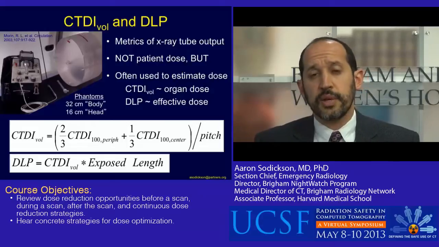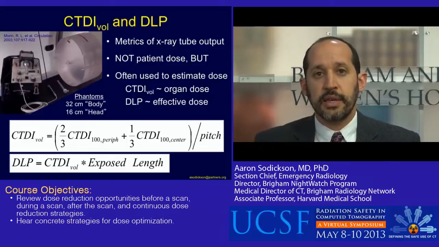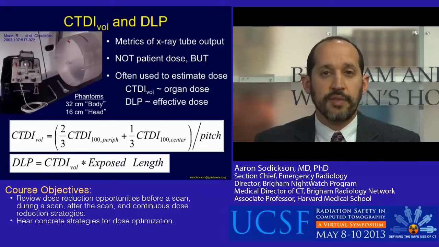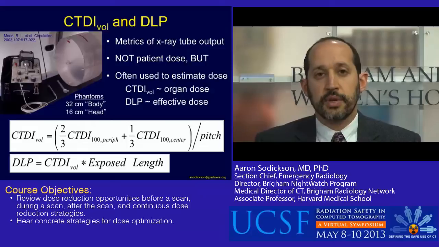So just to describe briefly what these are: measures made by a medical physicist when calibrating a CT device. They're made in a standard 32 centimeter body phantom or a 16 centimeter head phantom, as you can see here. And what happens is a medical physicist will place an ionization chamber in either the central or the peripheral hole of one of these acrylic phantoms, expose it to a certain CT technique, and then the CTDI vol is simply the weighted sum of these measurements with a geometric conversion factor to correct for the pitch of a helical scan. Dose length product then takes the CTDI vol and multiplies by the exposed length of the patient from head to foot.